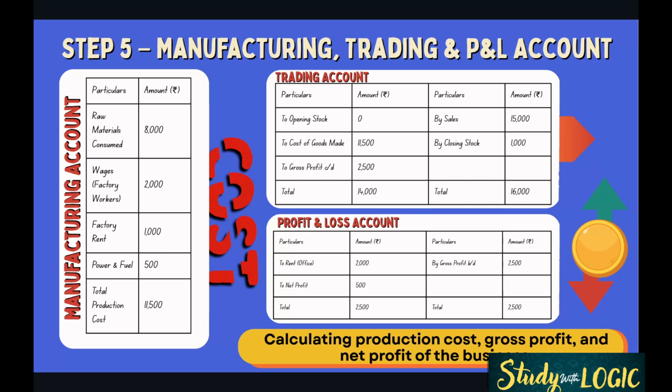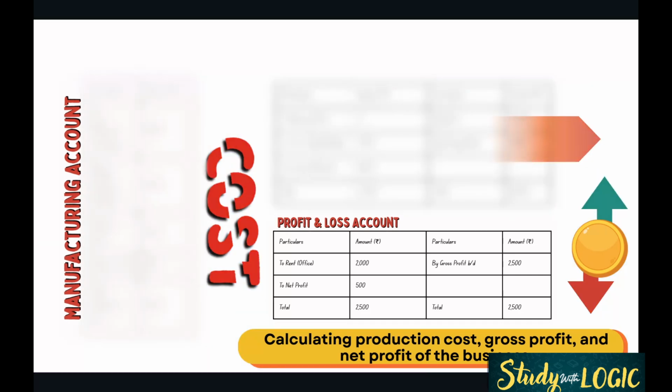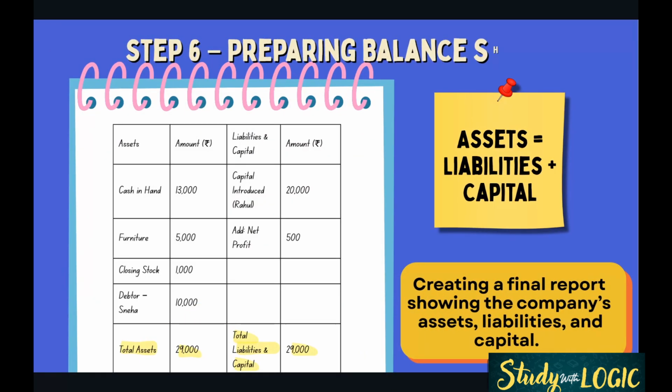Next step, we have preparing balance sheet, which is step 6 and the final step. Here the final financial statements that show the company's assets, liabilities and equity at a specific date will be presented. In this step of the accounting process, the balance sheet is prepared by considering all the details from the above 5 steps.